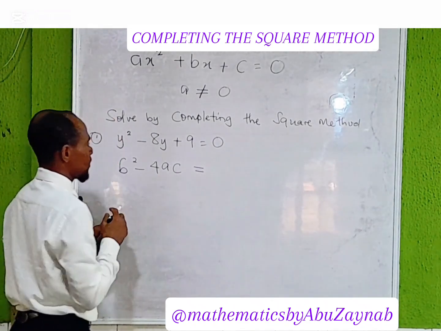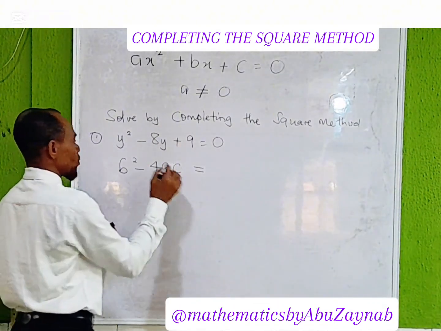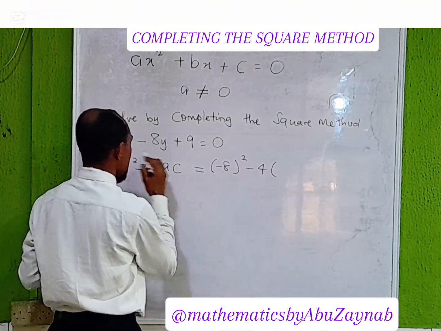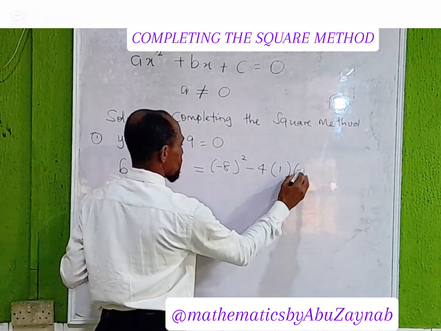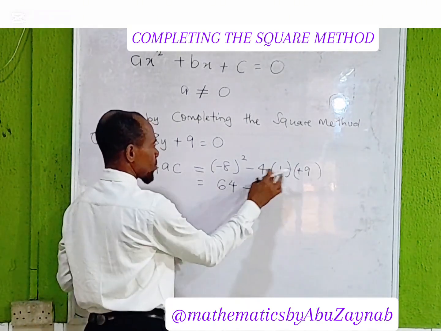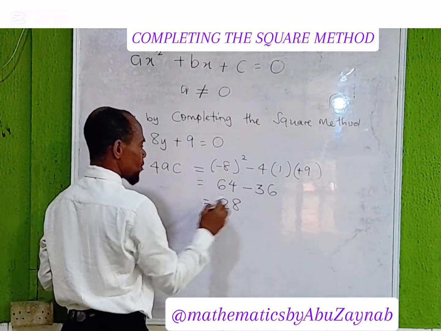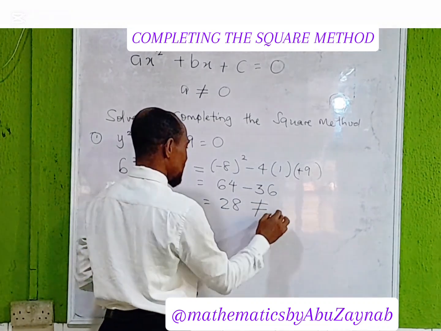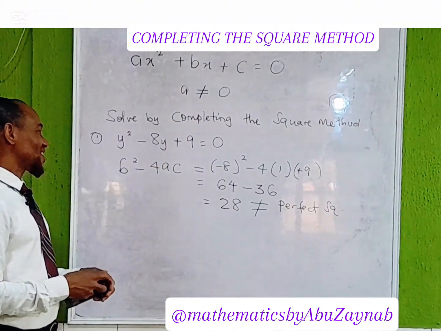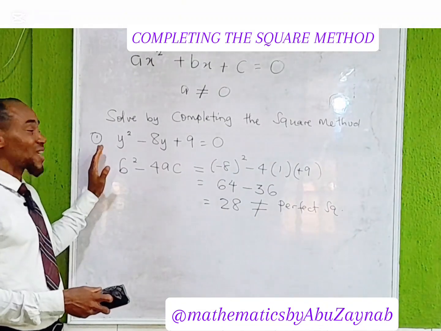So b squared minus 4ac. A is 1, b is minus 8, and c is 9. So let's slot in these values. We have minus 8 all squared minus 4. A is 1 and c is plus 9, of course. So minus 8 squared is plus 64, minus 4 times 1 times 9 is 36. So when you subtract this, you're going to have 28. And 28 clearly is not a perfect square. Hence, we can never use factorization method for this problem. So this is how you know.